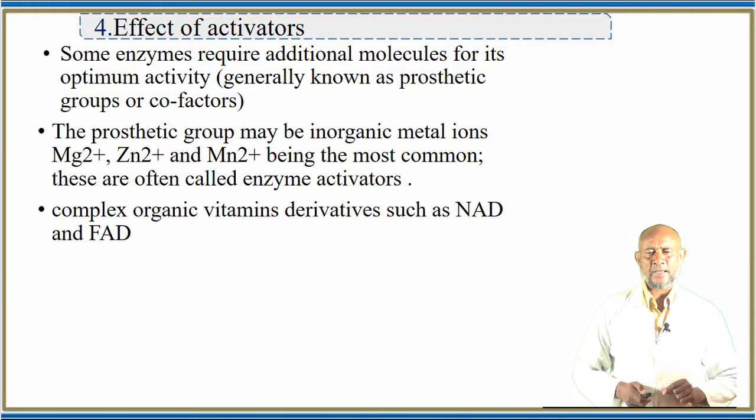The complex organic vitamin derivatives such as NAD and FAD, nicotinamide adenine dinucleotide and flavin adenine dinucleotide, these two molecules are derivatives of vitamins, and they work as complex organic activators. Therefore, some enzymes without these ionic substances, the inorganic metallic ions, or the complex organic vitamins, don't function properly.